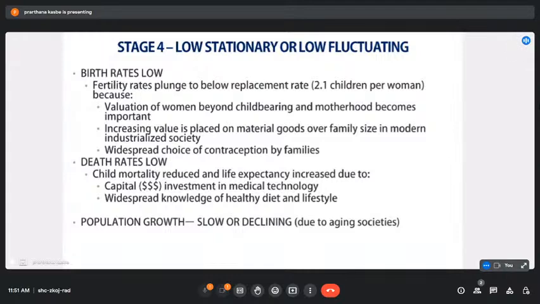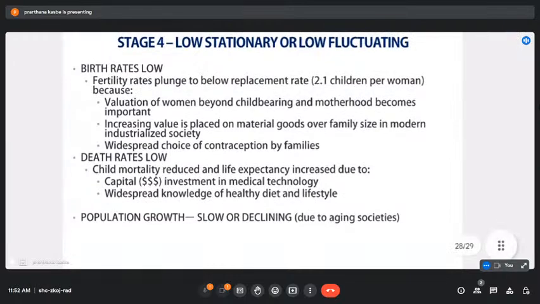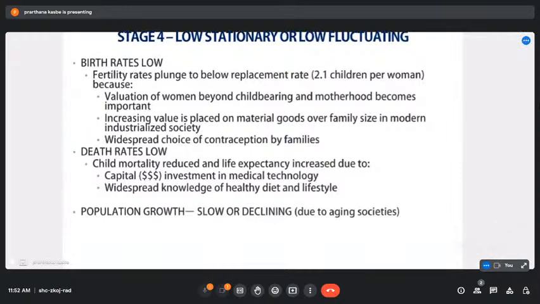because the valuation of women goes beyond childbearing and motherhood becomes important. Increasing value is placed on maternal goods over family size in a modern industrialized society. There is widespread choice of contraception by families. This is how the birth rate is low.